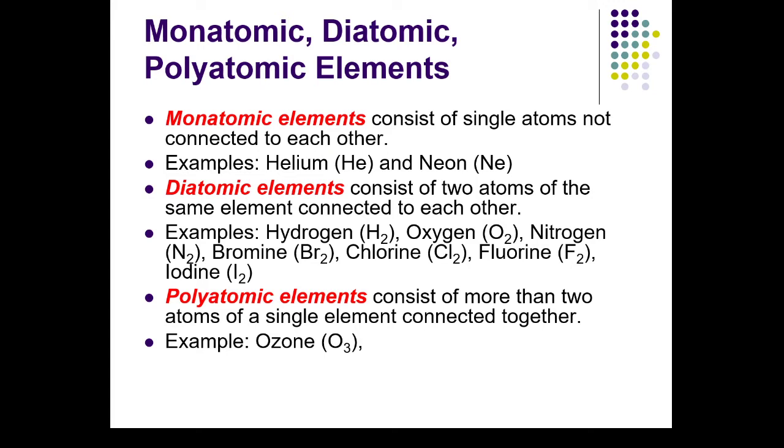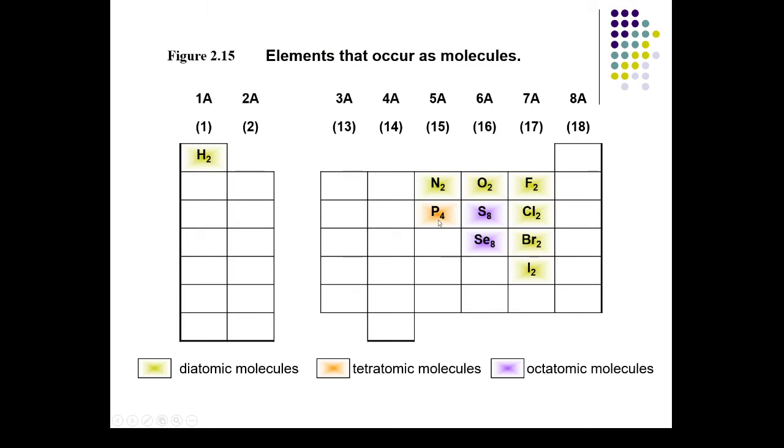Some of our elements could also be polyatomic, meaning many, not diatomic, meaning two, but many. Ozone is an example. Ozone is 3 oxygens bonded with one another. Another one out there is P4. Phosphorus appears in nature as 4 phosphorus. Selenium and sulfur appear as octatomic molecules, meaning they're 8 linked together in nature to give stability.